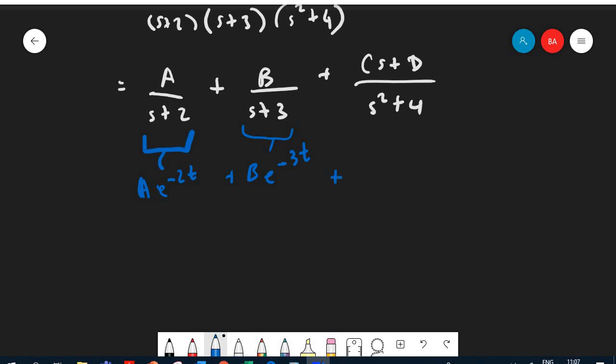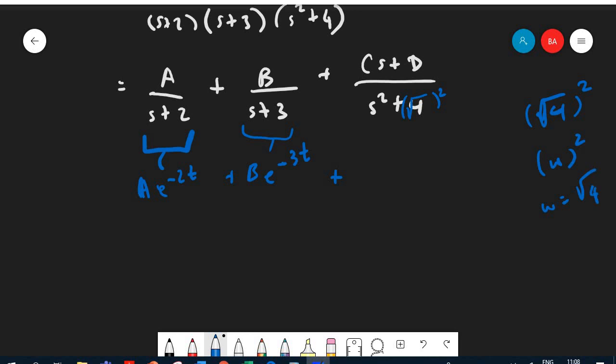And the last part will be both a sine and a cosine term. And if you look at s squared plus 4, if you remember what we should do, we just take the square root of that and take the square. So it's exactly the same. I'm saying square root of 4 squared, which means that I have the square root of omega squared. So what is my omega? Omega is the square root of 4.